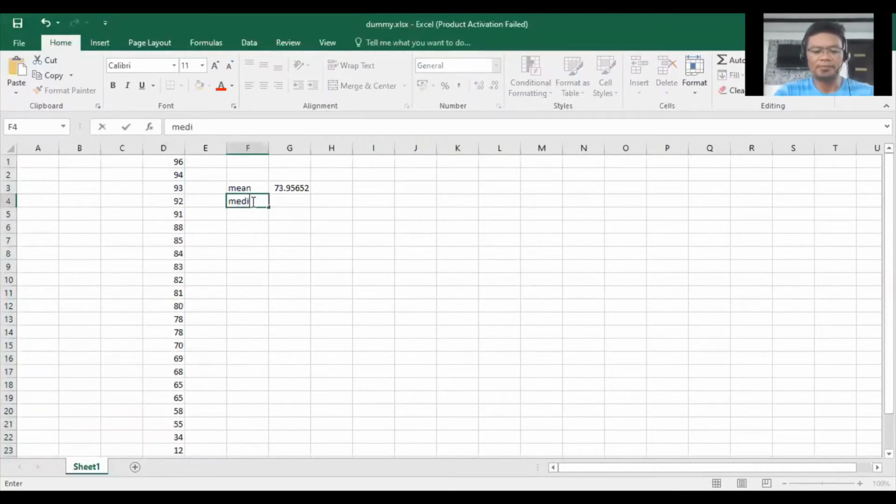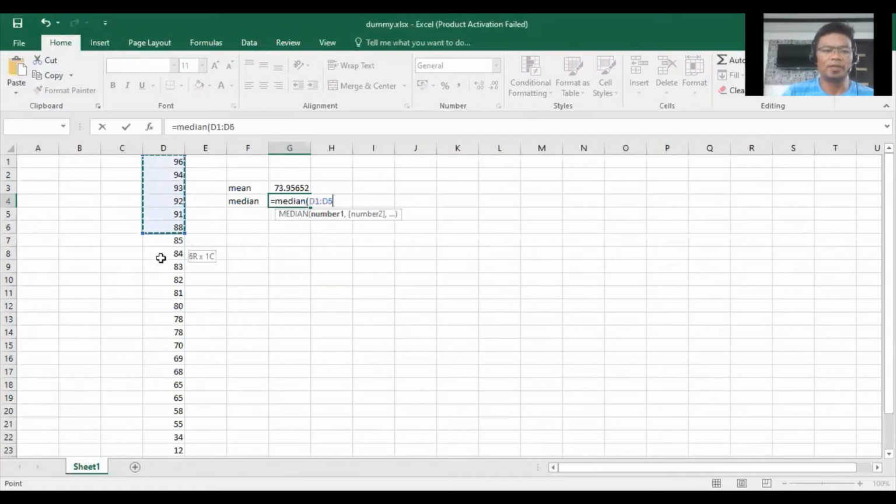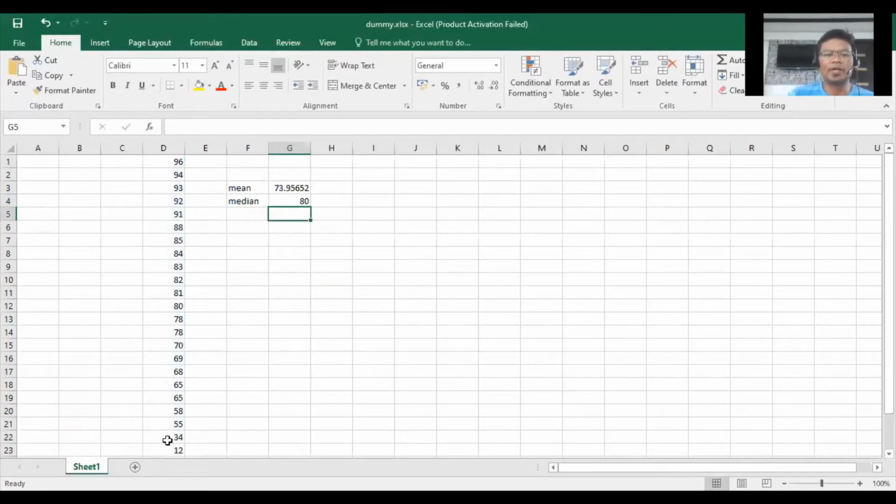Whereas for median, we have, okay, again, we drag it from D1 down to D23, close parenthesis, equals. We have 80. So the median is the value at the center of the distribution when the data are arranged from highest to lowest or from lowest to highest. Make sure that we arrange first our data set before we determine our median value.